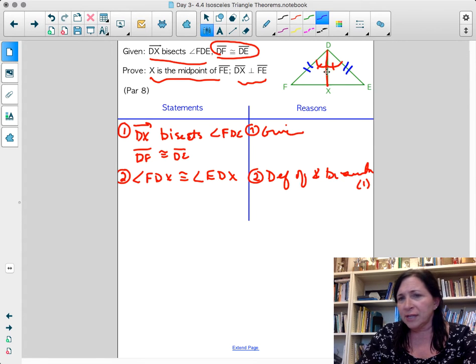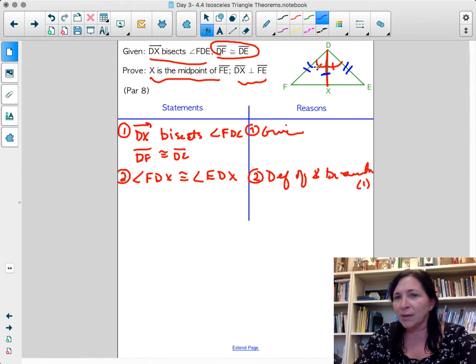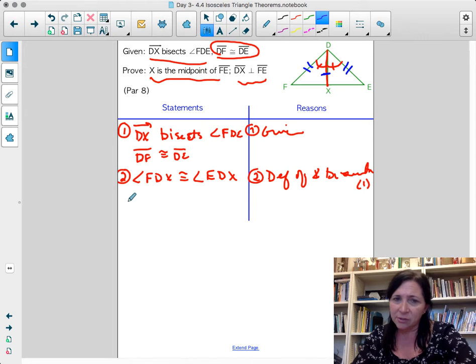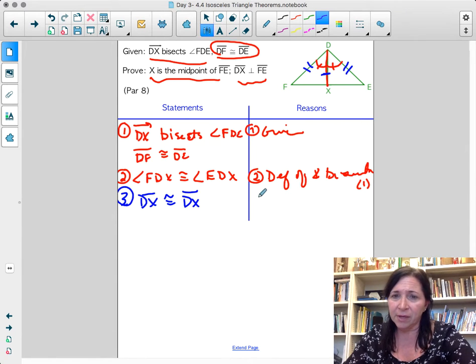So all I actually need to do now is say that DX is congruent to itself, and that would lead me to know that this triangle is congruent to this triangle. So I'm going to say that DX is congruent to line segment DX itself, and that's because of the reflexive property of congruence.